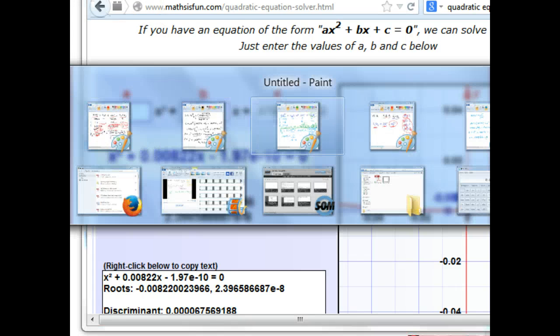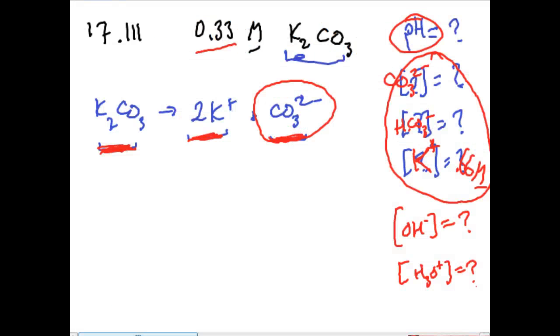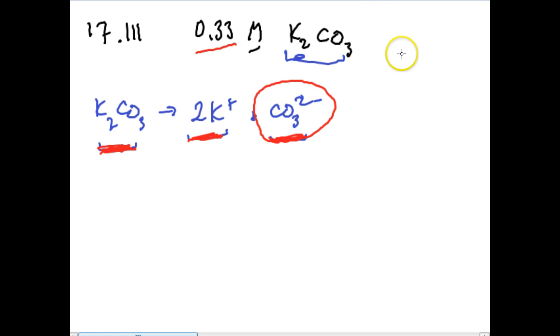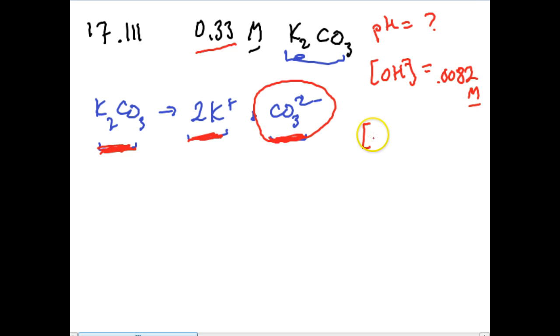Okay? Where's my, okay, here it is. So, let me clean this up a little bit. Okay, so we need the brush. We need the pH. So we already know that the OH minus concentration is 0.0082 molar. We already know from the beginning of the problem that the K plus concentration was 0.66 molar. But unfortunately, I erased that just now to clean up the board here.